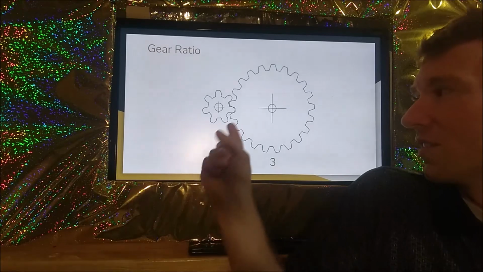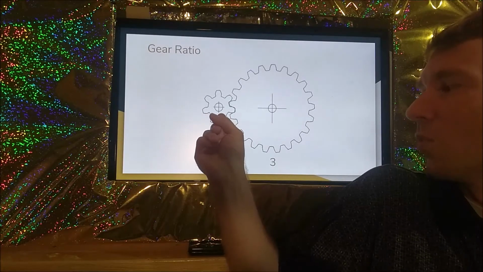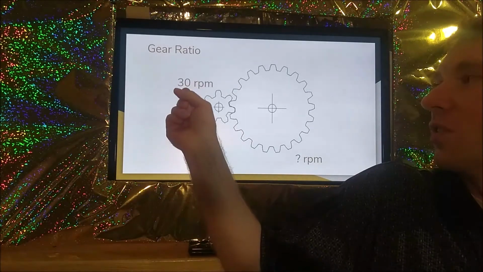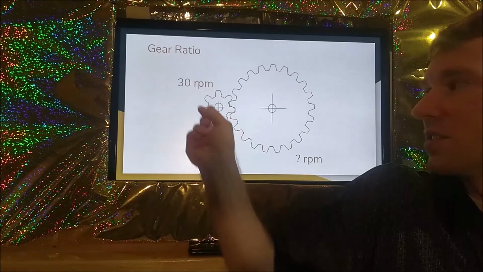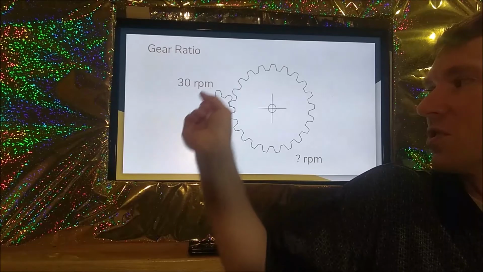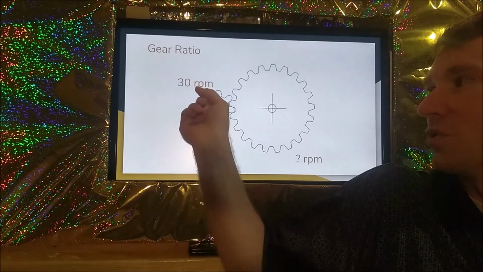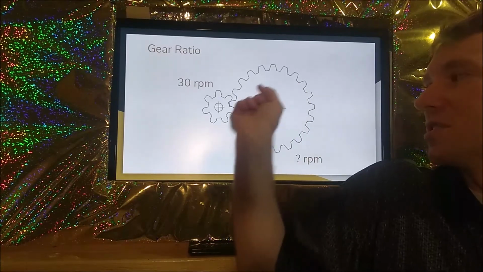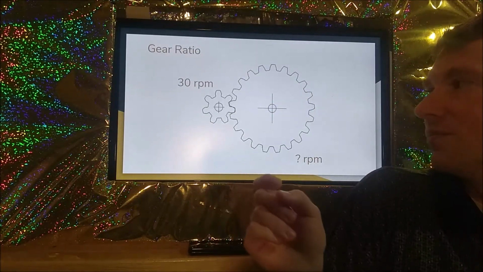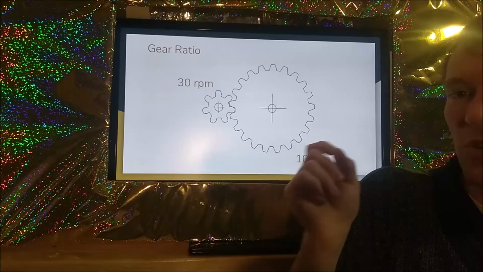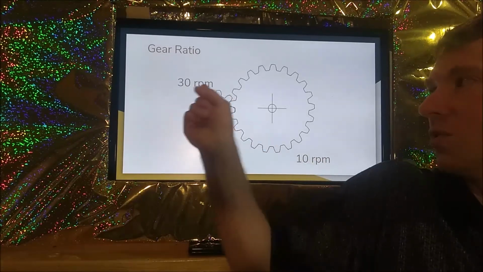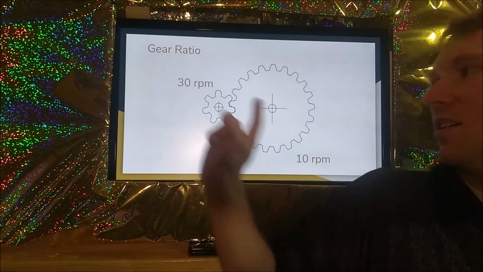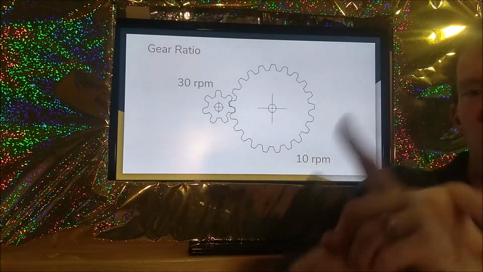So going back to this, there's 1 tooth to every 3 teeth. If it is going 30 revolutions per minute, that's how many times it goes in a circle every minute, how many times does this go in a circle every minute? It's going 10. So 1 tooth to every 3. This is going 10, this is going 30. See how they're kind of switched?